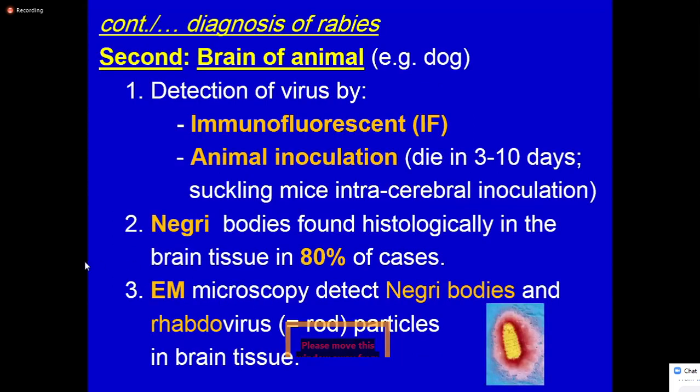For the brain, to detect the virus, either we use immunofluorescent, for example from a dog, or animal inoculation. We take the sample and inoculate it in mice, suckling mice. The mice will die within 3 to 10 days. We inject it by intracerebral inoculation, inside the brain of the mice. Negri bodies, as I said, are found histologically in the brain tissue in 80% of the cases. Also electron microscopy can detect Negri bodies and the rhabdovirus, which is the rod-shaped, bullet-shaped particle in the brain tissue.